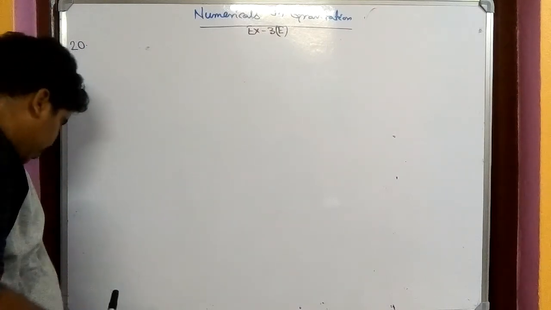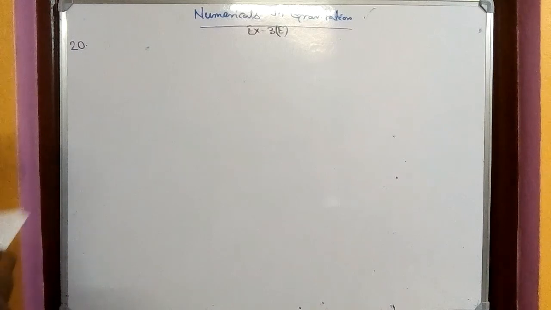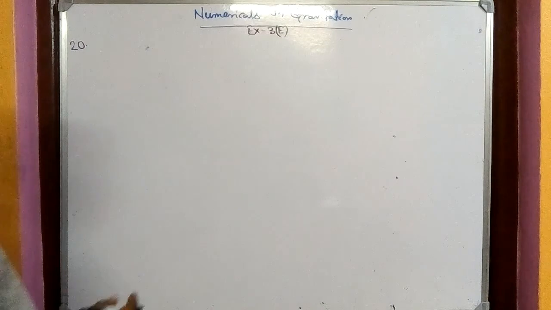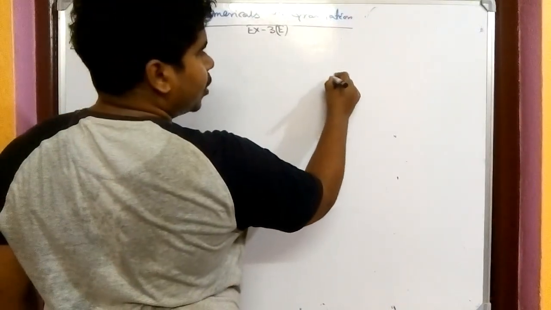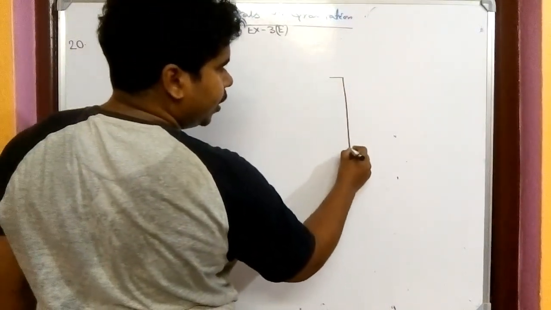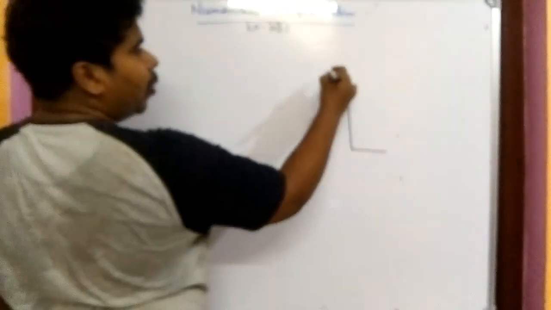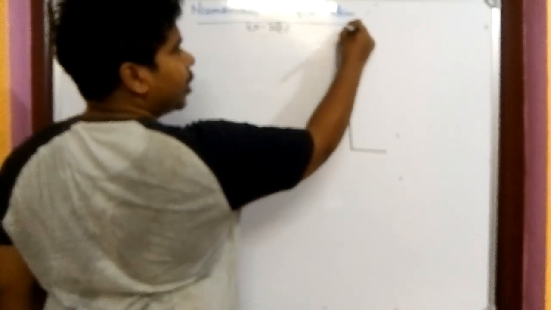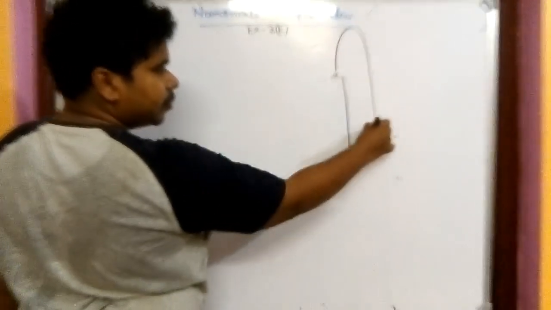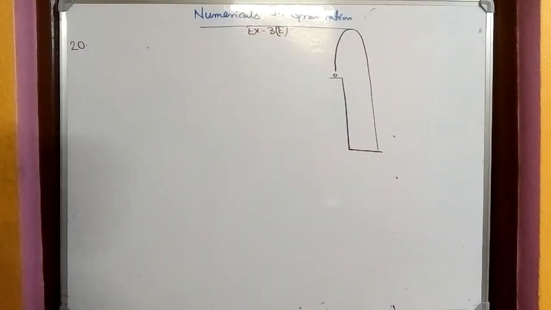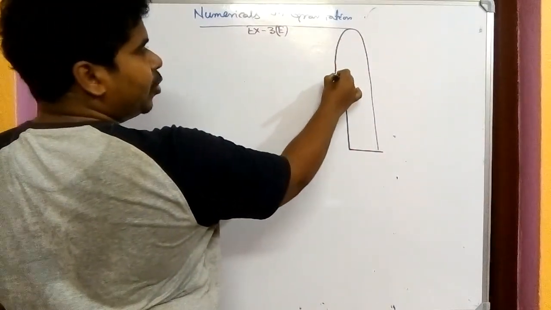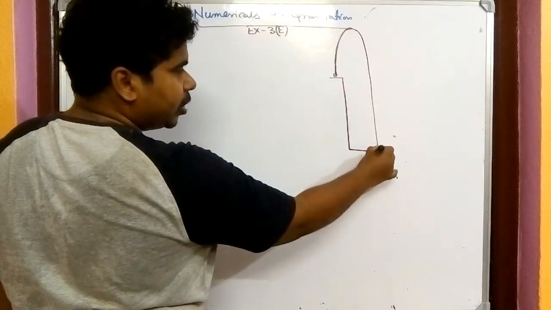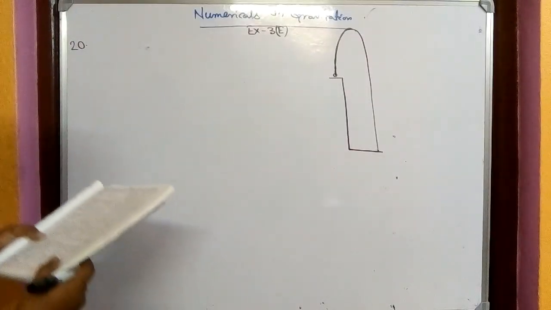Okay, now let's see. A ball is thrown vertically upwards from the top of a tower. So let's see a diagram. Assume it is a tower. The ball is thrown from the top of the tower, and the ball will follow this path. Whenever you throw the ball, it will reach a height and then it will come to the ground here. It is a simple process.